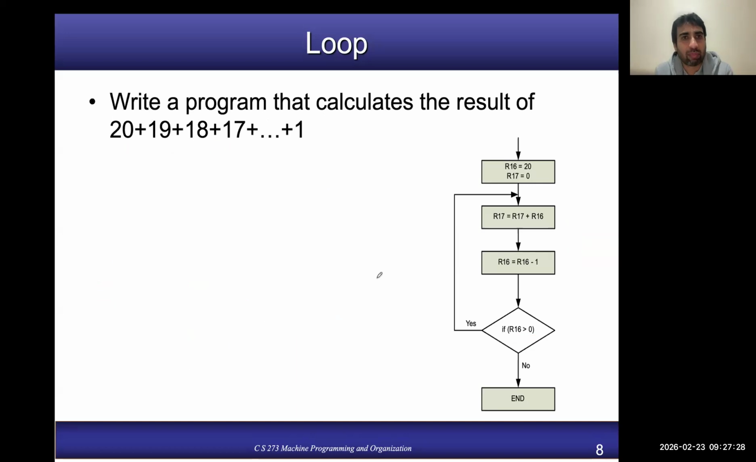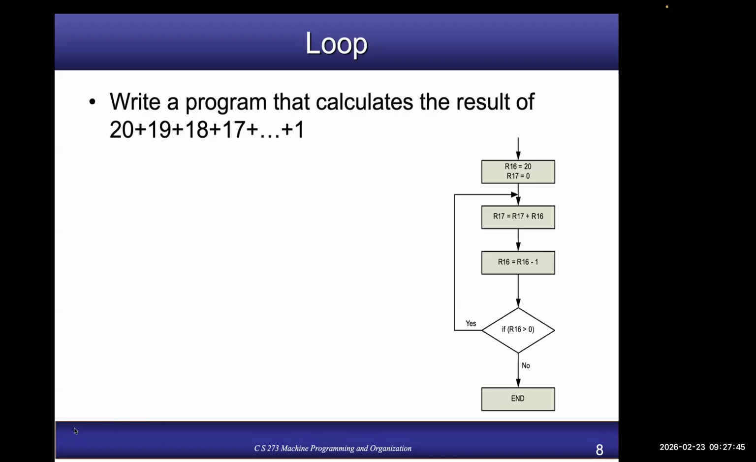Now, in this example, you need to write a program which calculates the result of 20 plus 19, so 20 down to 1. And again, you have the control flow diagram on the right. Have a look at it and then write the program in assembly language. Let me know when you are done.